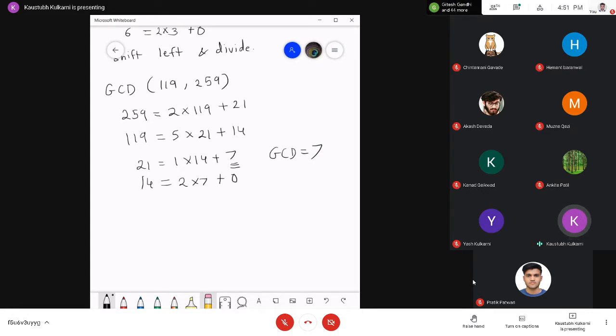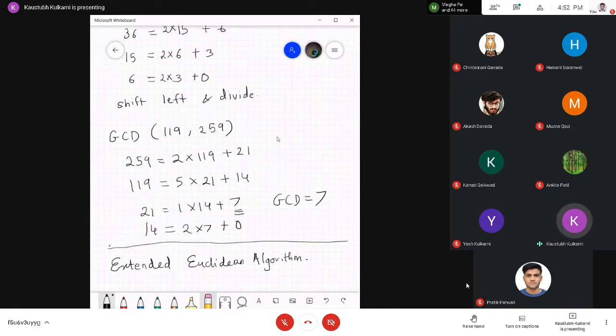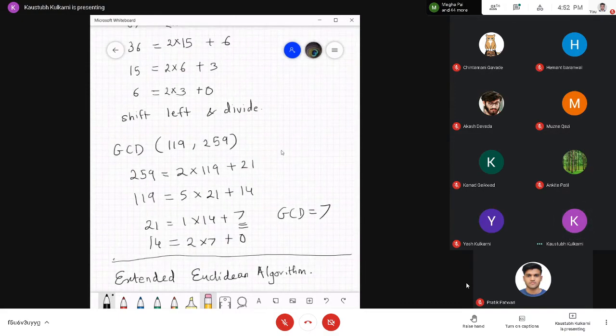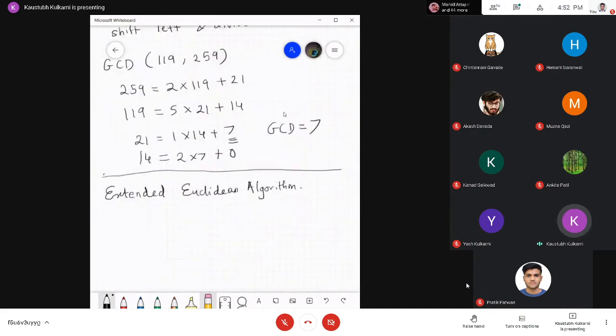The next thing that we'll study, and which is of more interest to us, is the extended Euclidean algorithm. So the Euclidean algorithm tells us one important fact, which in fact even the earlier technique that we studied also points towards.